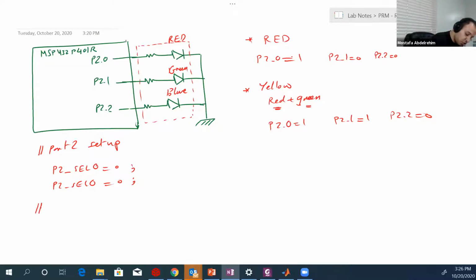Then you should inform the microcontroller which direction they will be used. Is it input pins or output pins? Here we want output pins. So the B direction register. So this is board 2.